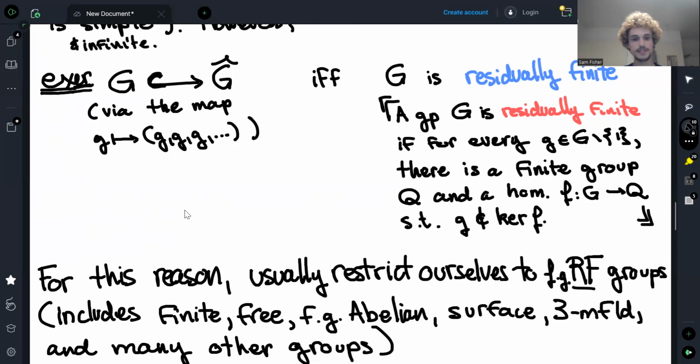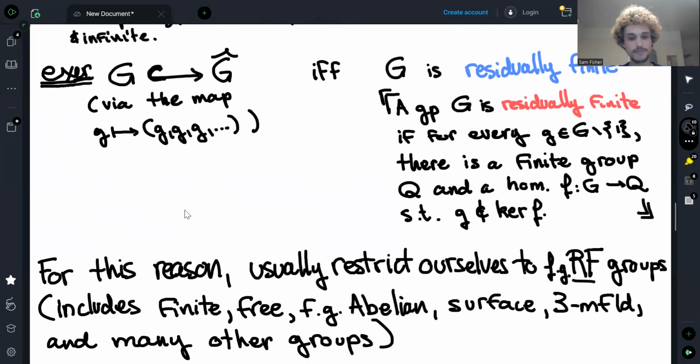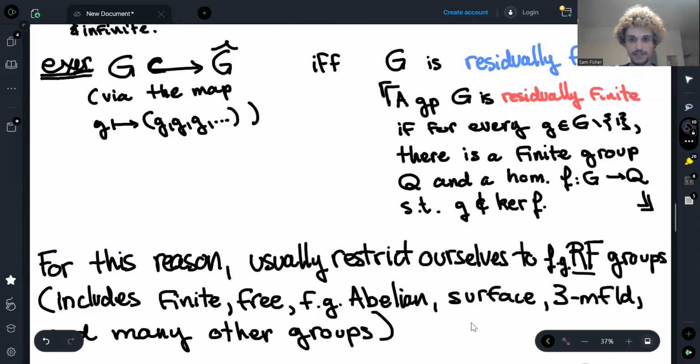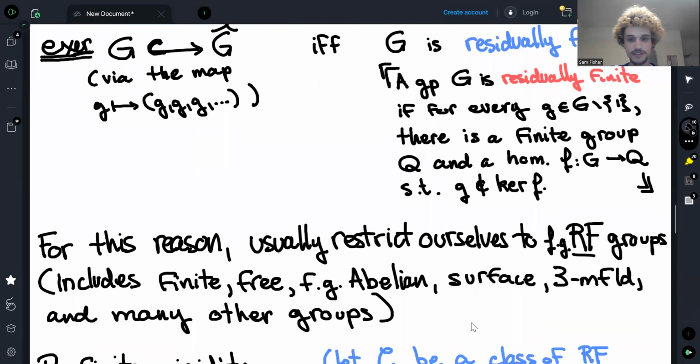This list here that I give is to say that it's not really a huge restriction. Lots of the groups that we see in nature are residually finite. So finite groups are obviously residually finite. Free groups are residually finite. Finitely generated abelian groups are as well. Surface groups are residually finite. Three manifold groups are residually finite. So this is sort of in roughly increasing order of non-triviality to show these things.